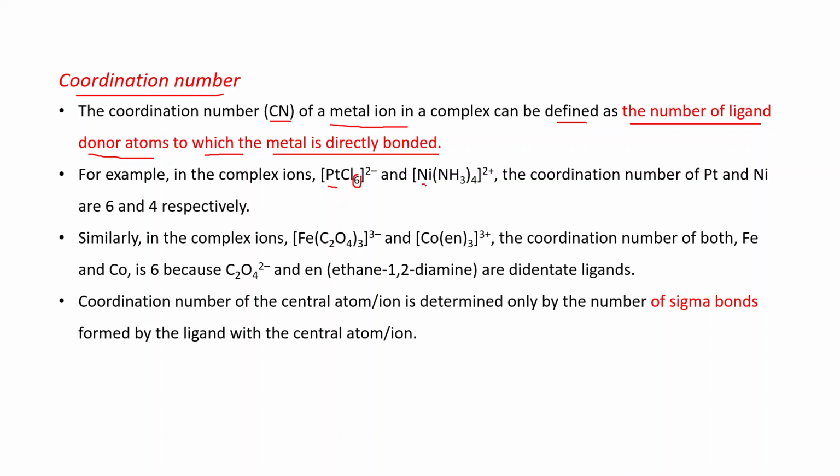In this case, Ni(NH3)4, this 4 represents the coordination number of nickel in this complex. Okay. Similarly, in the complex ion, see this Fe(C2O4)3 3 minus.